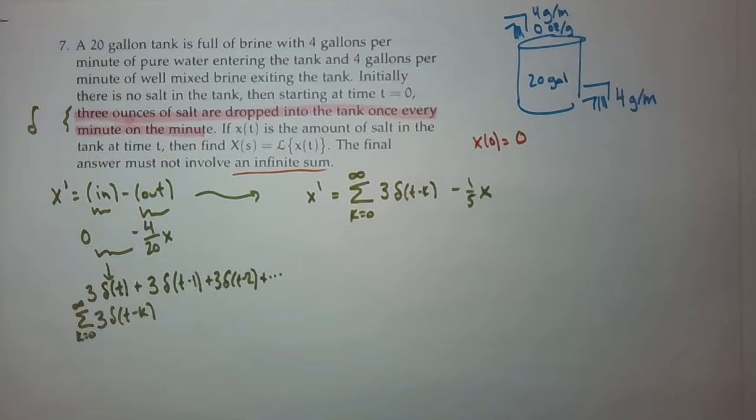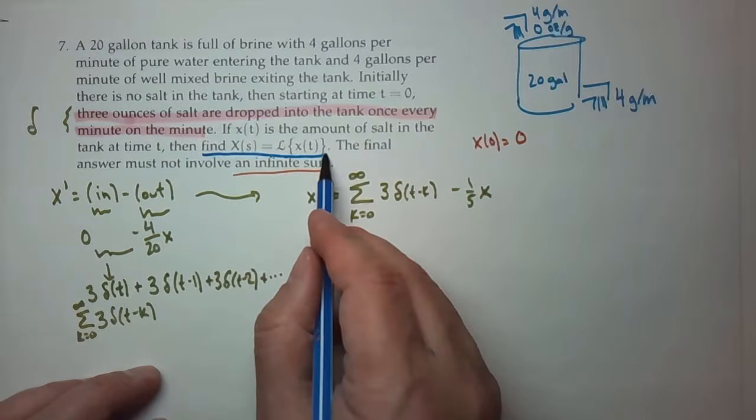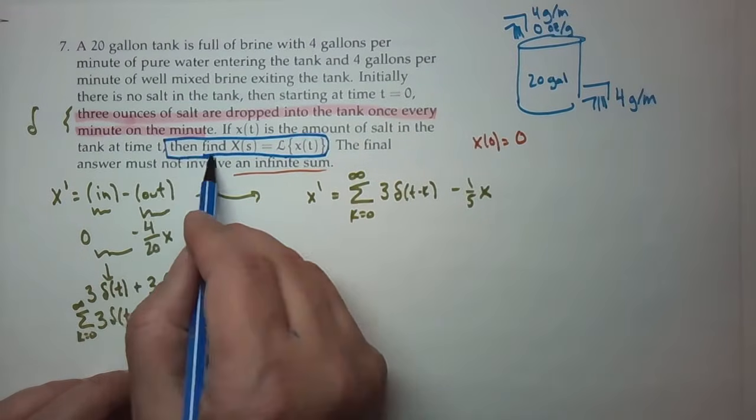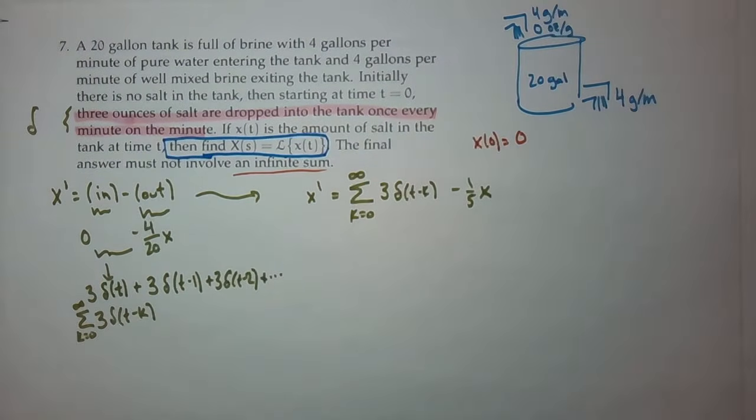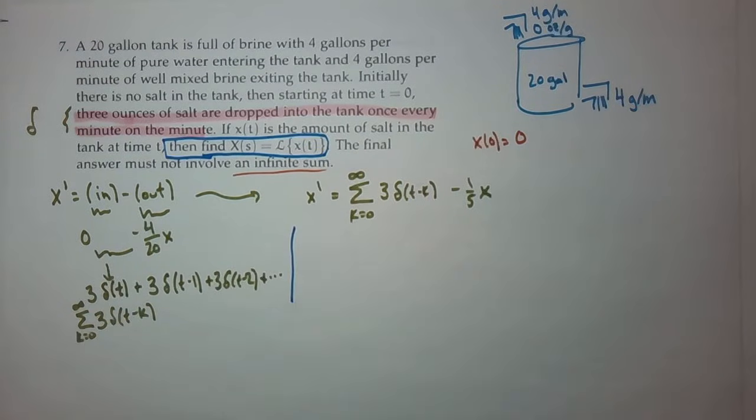What comes next in this problem? What are we looking for? It's always good to remember what we want. We want to find the Laplace transform of x. So we have a differential equation. How do we use that to find the Laplace transform of x?